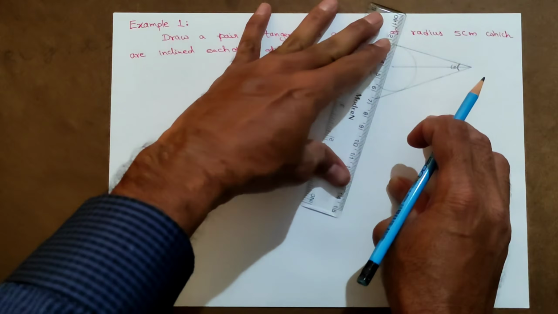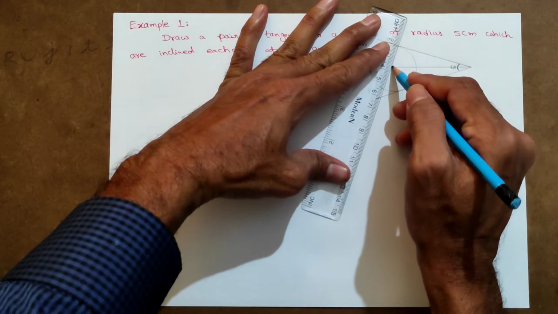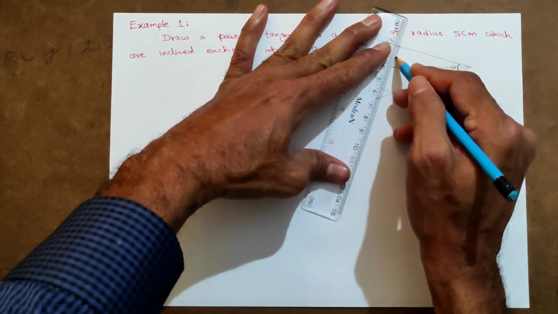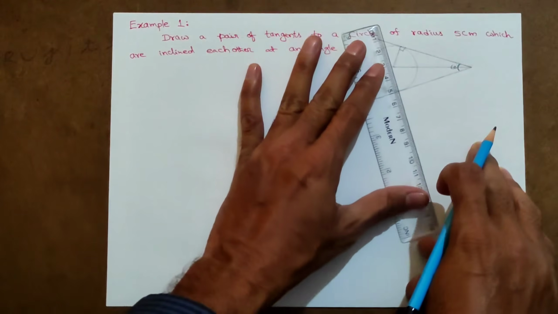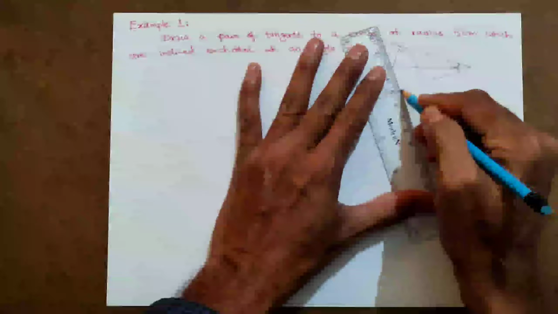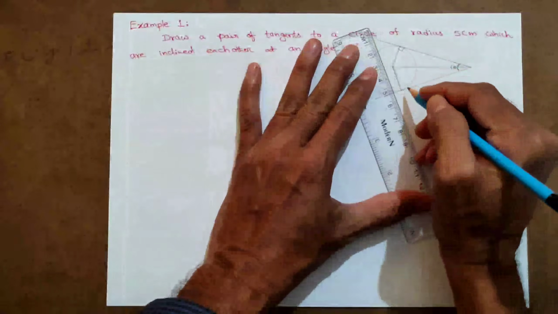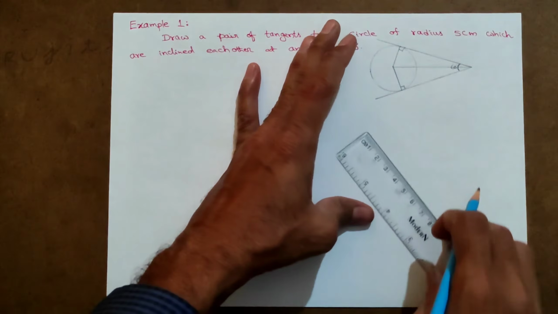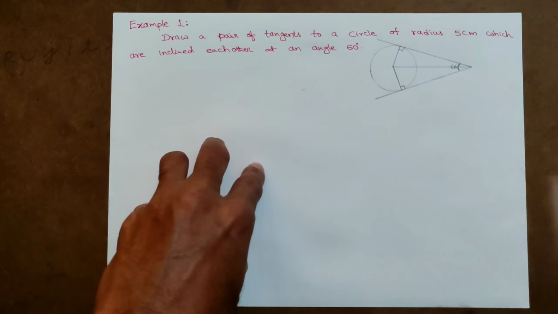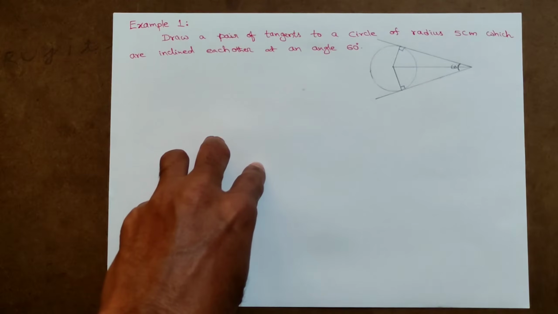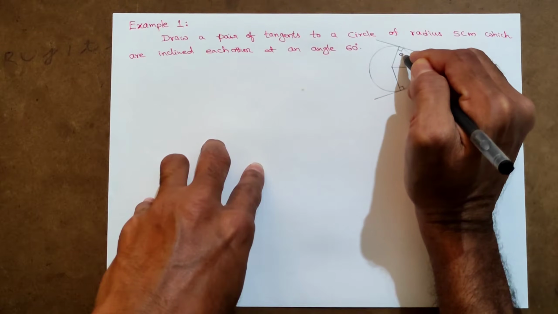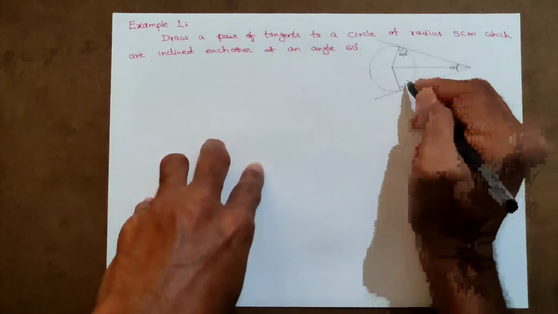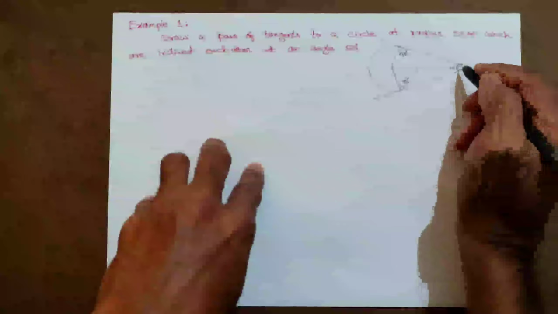So if you understand properly, this is the radius and the point of contact. This angle is 90 degrees. Here it is the same. This angle is 90 degrees. Now, to make it clear, for clear visibility, I am using a black pen. It is 90 degrees. This is also 90 degrees.